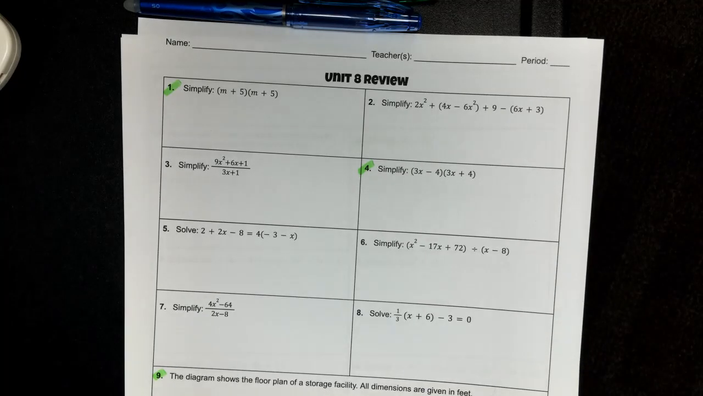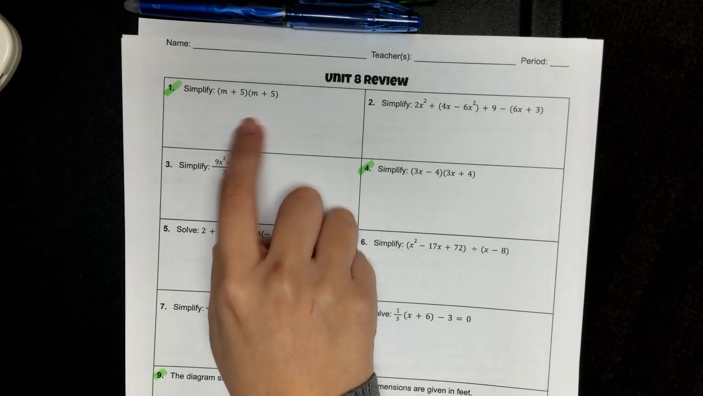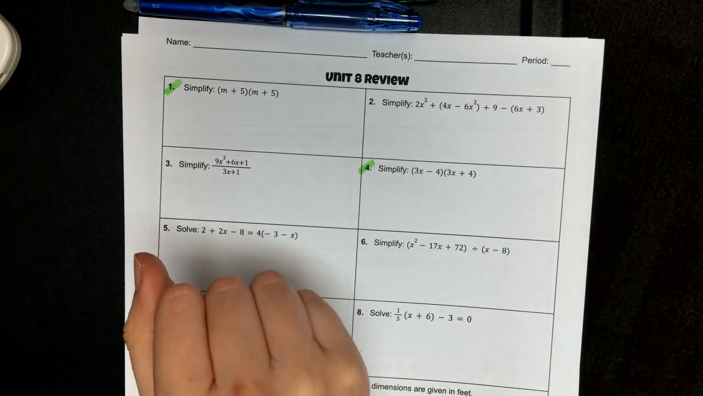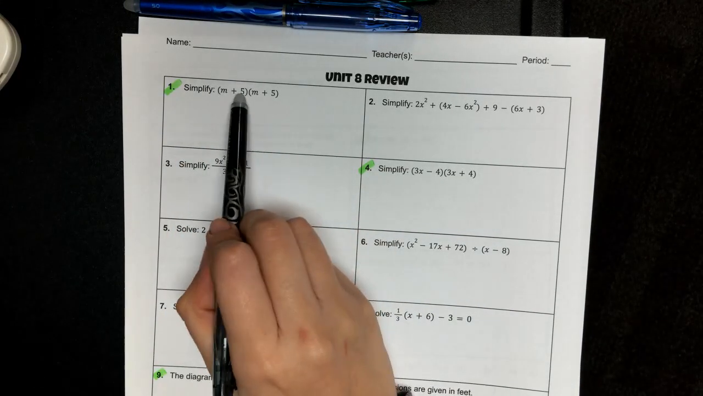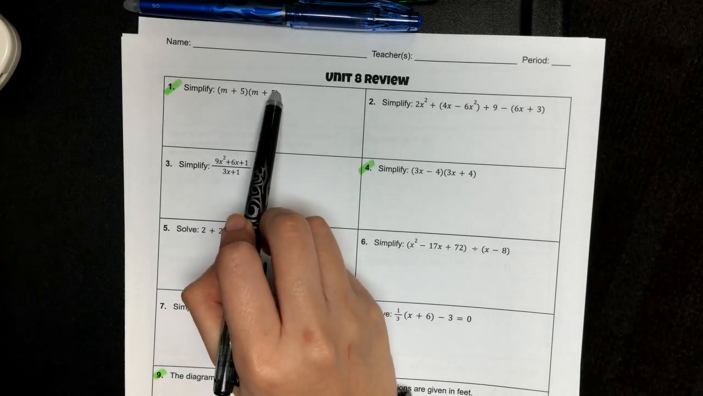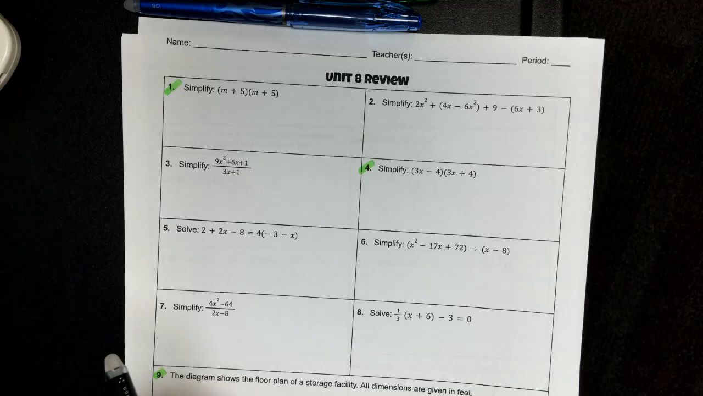Hi guys, in this video we're going to cover some problems from your Unit 8 review, in particular problems that cover multiplying polynomials. A lot of times you'll see a binomial times a binomial. That means you'll have a two-termed expression times a two-termed expression. We have two different ways to solve these, which are the box method or double distribution. Whichever you prefer you can use.